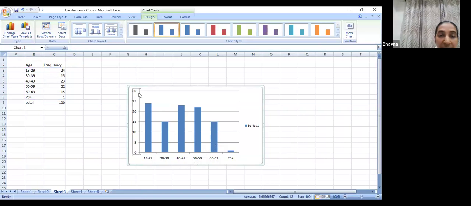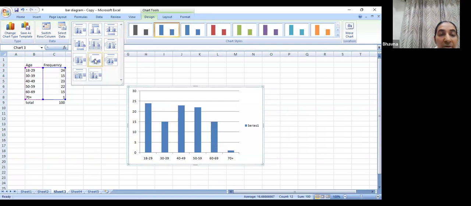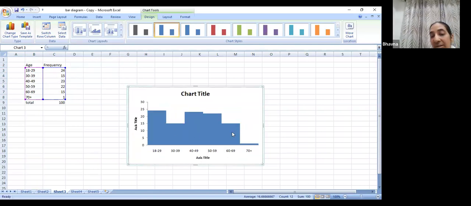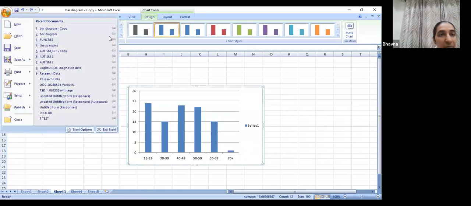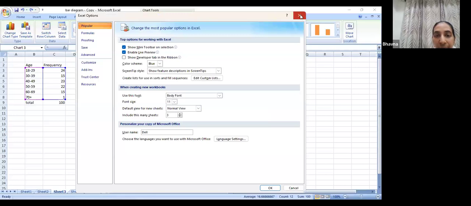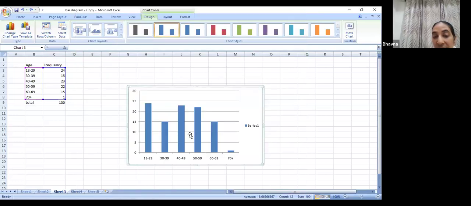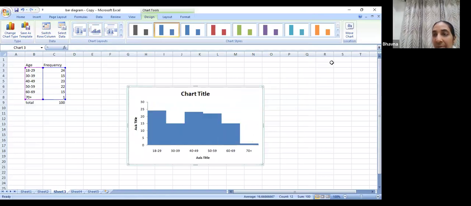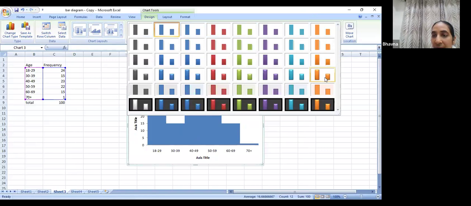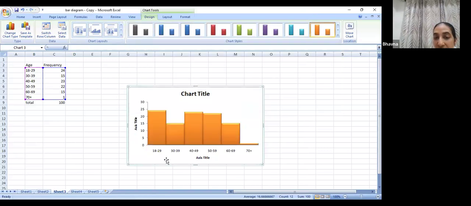So what do we do? We double click on this. We go here, see. You can see the histogram here. Now it is a histogram. Initially, it was not a histogram. Why was it not a histogram? Because there were spaces in between. This is not qualitative data. This is quantitative data. So we double click here and we click on this. Now this is a histogram.